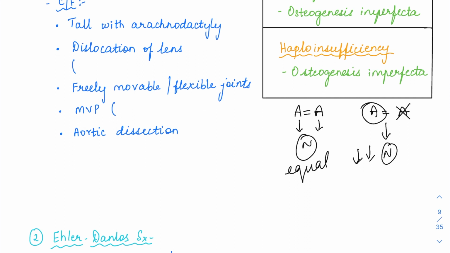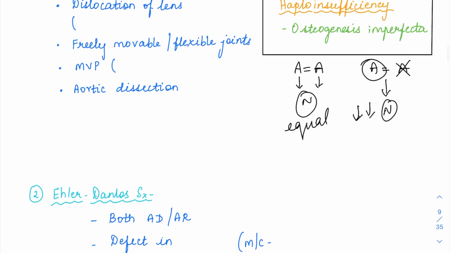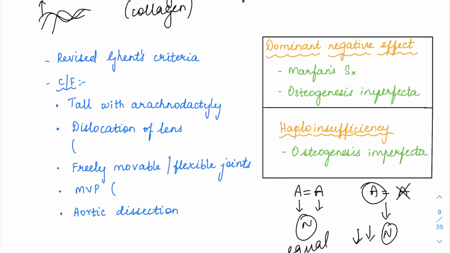So this again results in a disease called osteogenesis imperfecta. Here again, with a collagen defect, if both the alleles are not being expressed, the collagen is not going to be formed to the proper normal extent. So that is what we call haploinsufficiency. So haploinsufficiency and dominant negative effect, you usually see in autosomal dominant disorders.